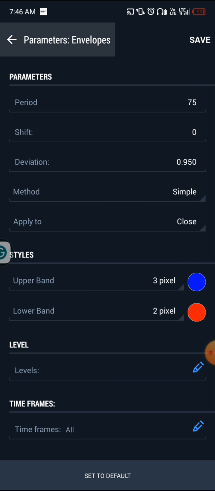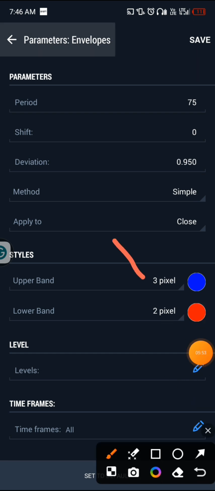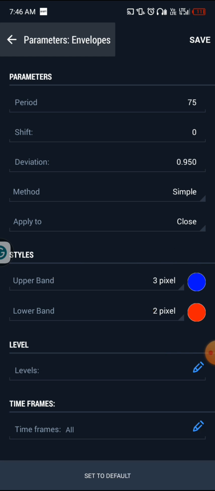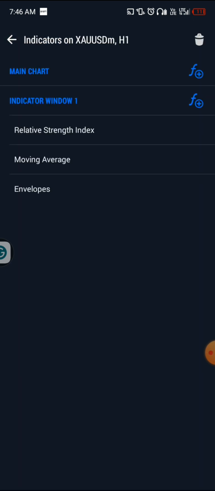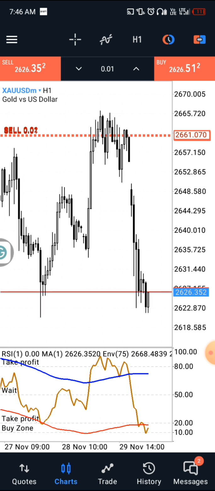Then in your method, use simple, apply to close. Then your style, use 2 pixel. In your style, in your upper band, use 3 pixel, use color blue. In your lower band, use 2 pixel, use color red. So once you have all of that figured out, you click on save. Okay, so once you're able to set up those indicators properly, you have a chart that looks exactly like this.